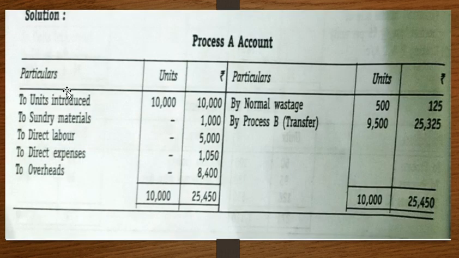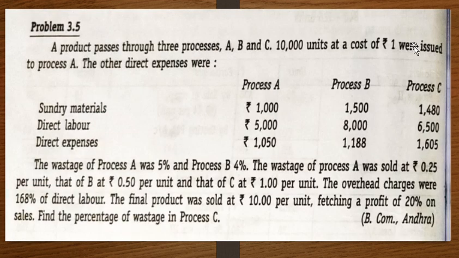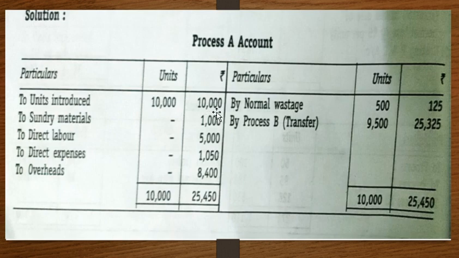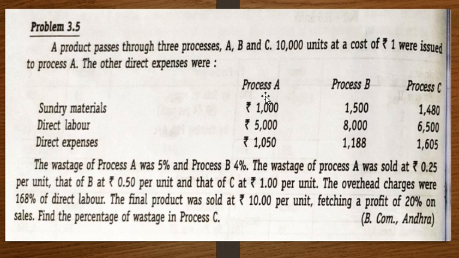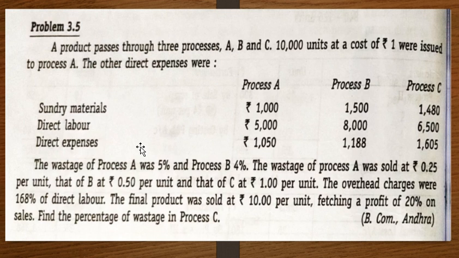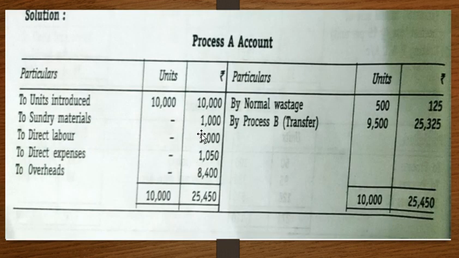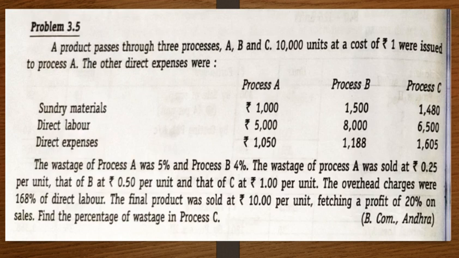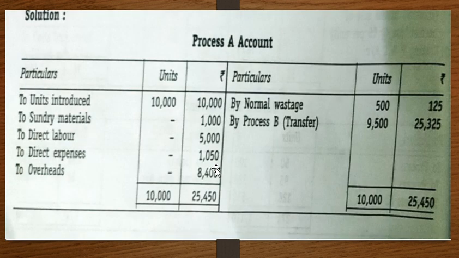So we will have units introduced, 10,000. At what rate are the units introduced? At rupees 1 per unit. So 10,000 into 1 will give you 10,000. Next we have sundry materials. Sundry materials for process A is 1,000, so we will be taking sundry materials 1,000. Next we have direct labor. Direct labor is how much? 5,000. So we will be taking here 5,000. Next we have your direct expenses, which is 1,050, so we'll be considering here 1,050.